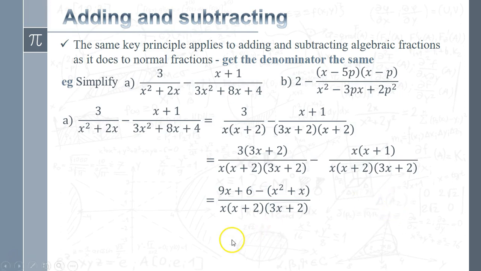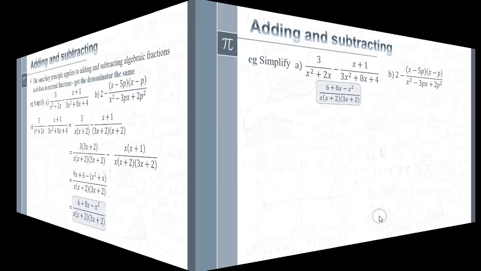Having said all of that, let's just now do the subtractions. I've got 6 take away, I've got 9x take away x, and I've got a minus x squared. So it ends up looking like that. And on we go to the next slide.